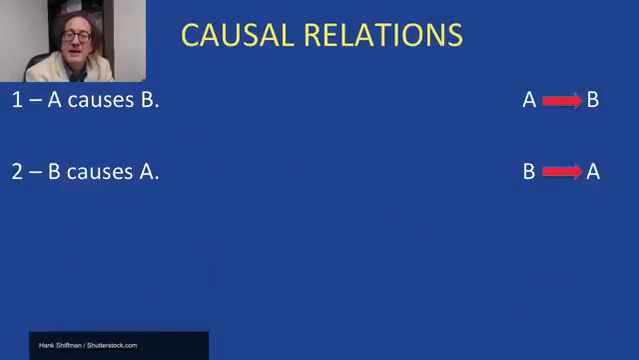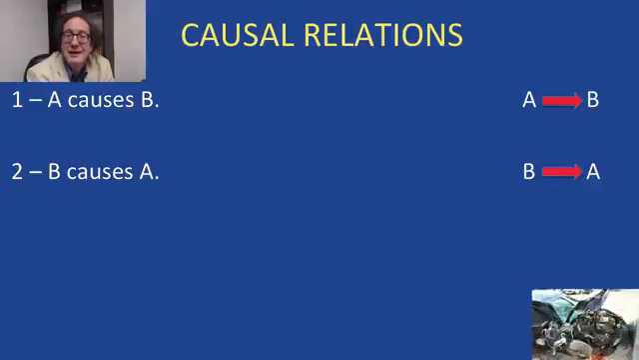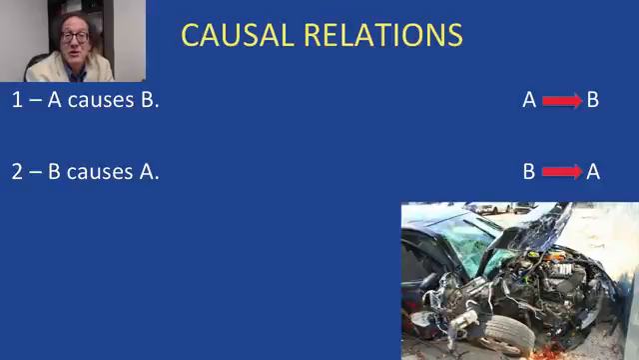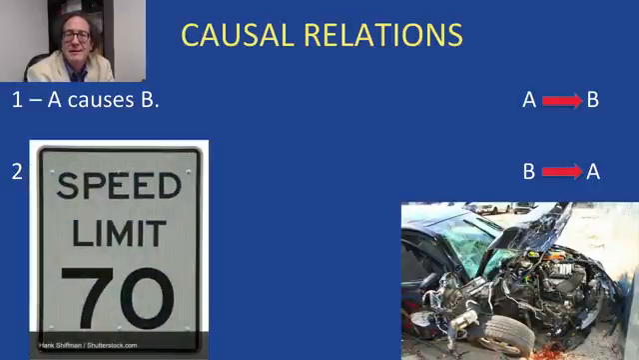Now what about the second possibility? B causes A. Well, it's just the reverse. You can use the same examples. You can say automobile accidents and deaths are correlated with fast driving, with speed. And in that case, it's not that the thing we mentioned first causes the thing we mentioned second. It's the other way around. Because as we said before, it's the speed that causes the automobile accidents and the deaths, not the deaths and the accidents that cause the speed.